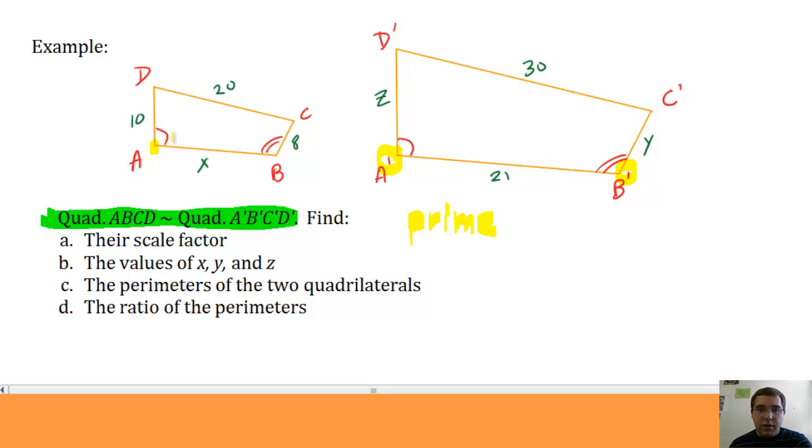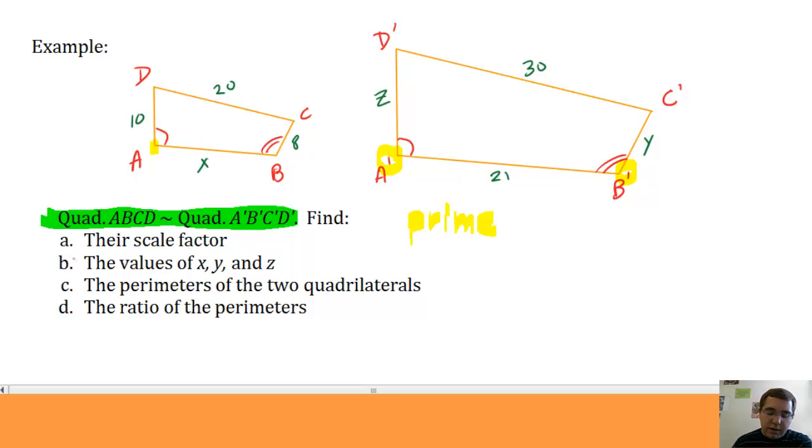It's just notation. We could just as easily call them W, X, Y, Z. It doesn't matter. But by calling them A prime, B prime, C prime, and D prime, we are emphasizing that they correspond with points A, B, C, and D. Okay, it's just notation. So we know these two polygons are similar.